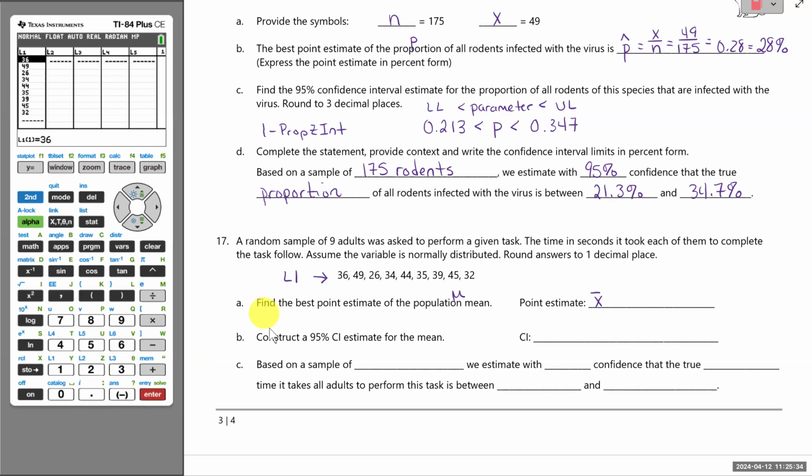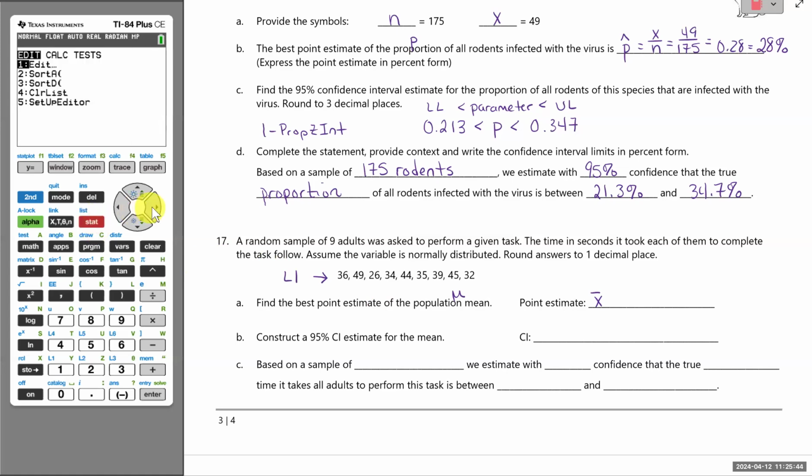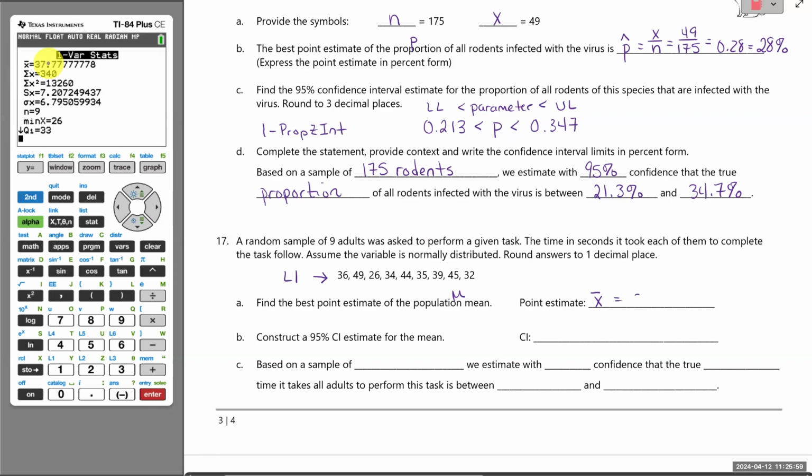And then just for practice here, before I go to the confidence interval, I'm just going to use 1-Var Stats to find x bar. So I'm going to go stat, calculate, 1-Var Stats. And my data is in L1, so I can just hit enter and we'll round to 1 decimal place. So that would be 37.8. So 37.8 seconds would be my best point estimate. All right, then we go on and construct the confidence interval estimate.